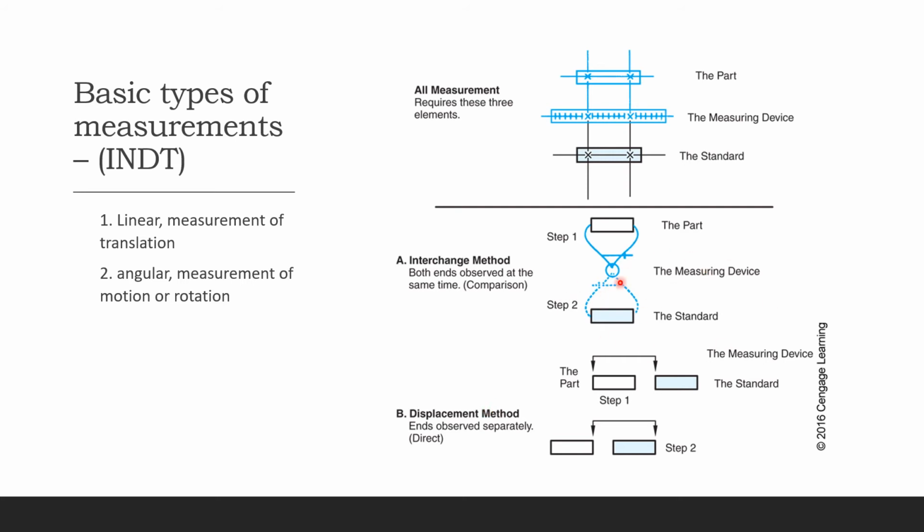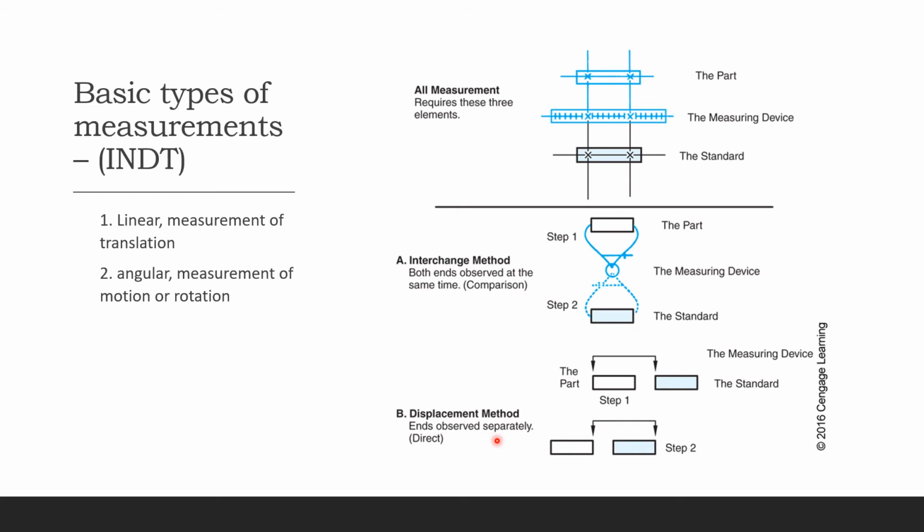Interchange, if you look at it in a diagram, you have a standard and you have the part. First you measure your standard, you measure the part, and then you compare. So we call that comparison. It doesn't really matter, you can start with the part and then measure. What we're trying to do is measure this measurement and then that measurement and then compare. And we call that both ends observed at the same time, yeah?